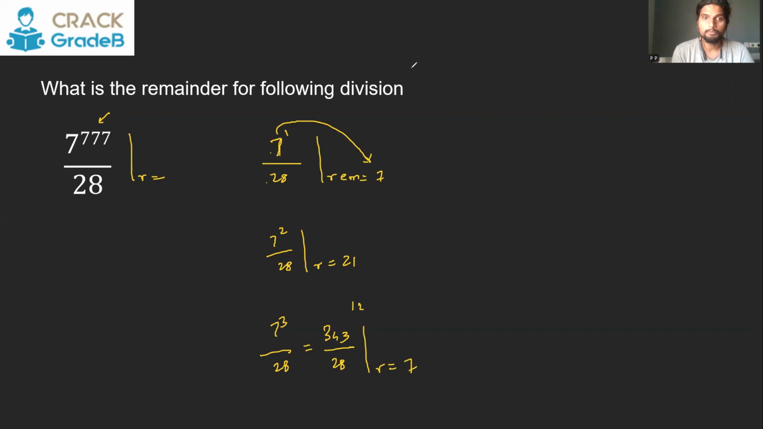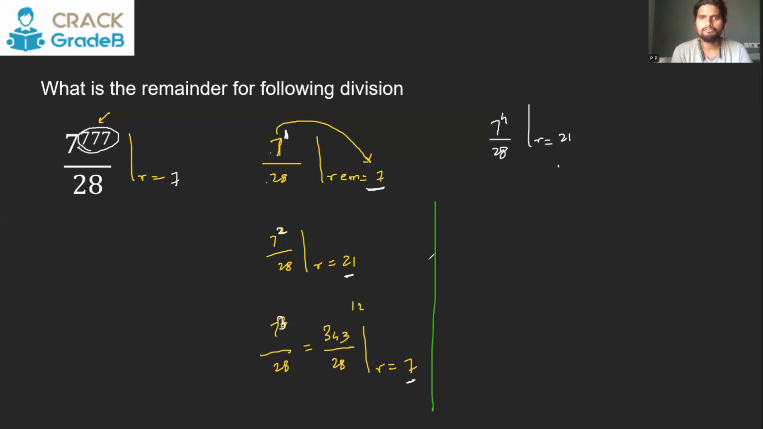If you want, you can move further and see the pattern here. Whenever the power is an odd number, the remainder is 7. Whenever the power is an even number, the remainder is 21. Again, whenever the power is odd, the remainder is 7, and whenever the power is even, the remainder is going to be 21, and so on. So this is the pattern. If you observe, this power is going to be an odd number. So the answer is going to be 7. This is one of the ways to solve this.